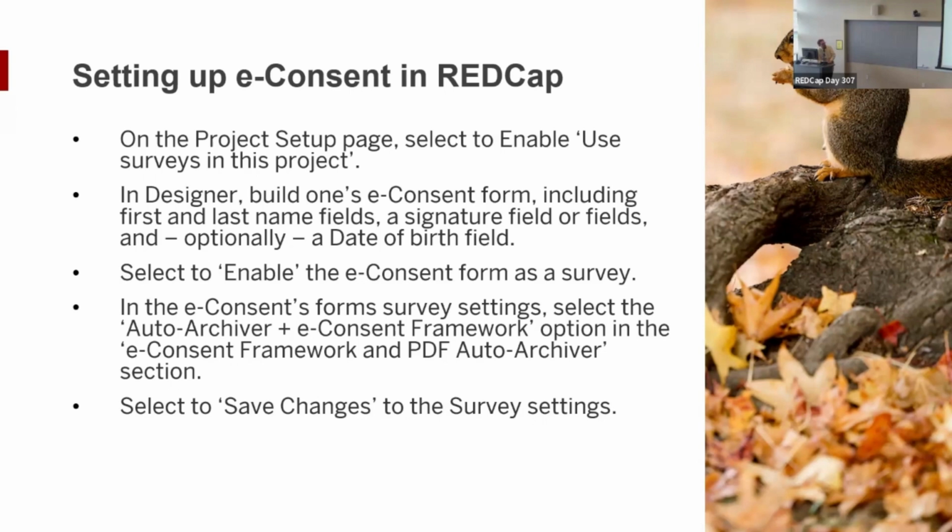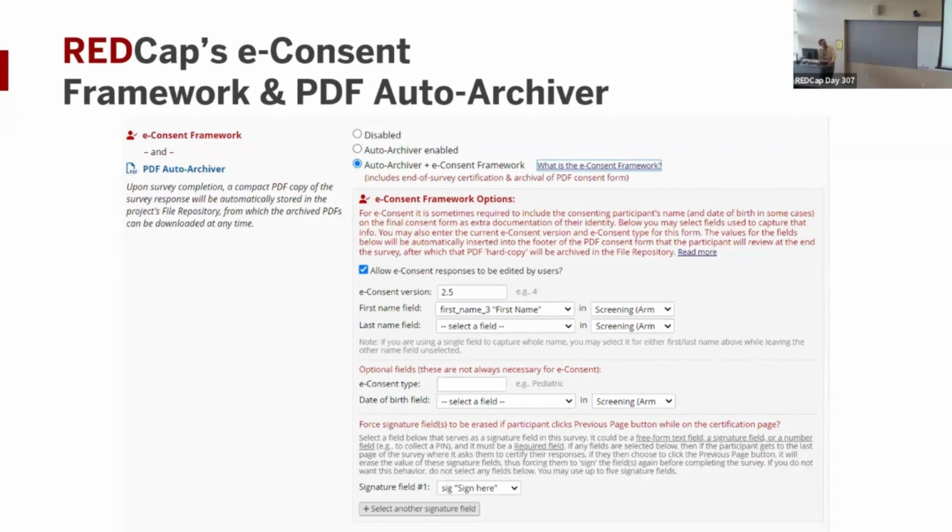And then you would enable the eConsent form as a survey. This is again in Designer or Online Designer. And then in the consent form's survey settings, select the auto archiver and eConsent framework option, and then you'll save changes in survey settings. And so we'll look here at what this looks like in survey settings. So this is a screenshot that hopefully, most of it at least, is fairly legible.